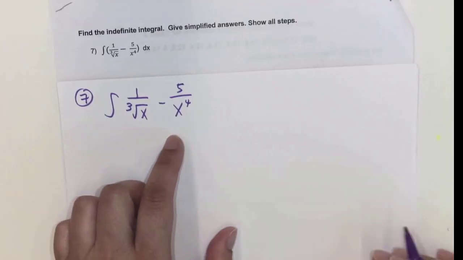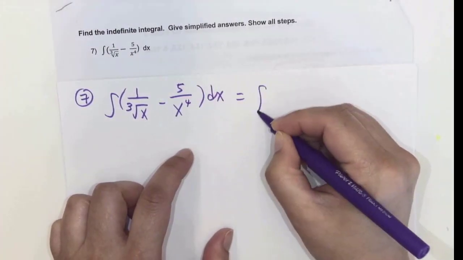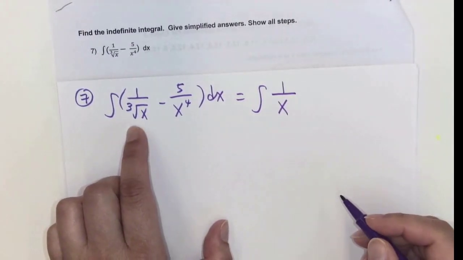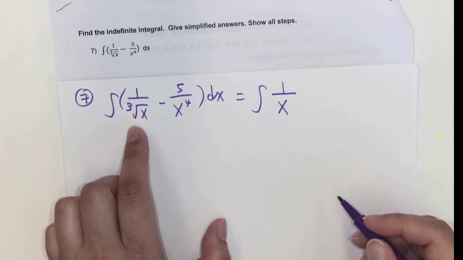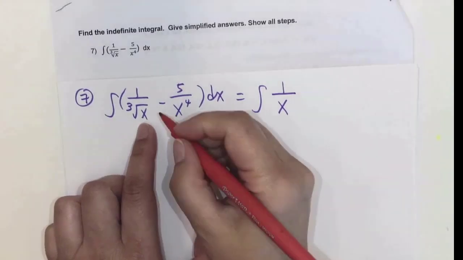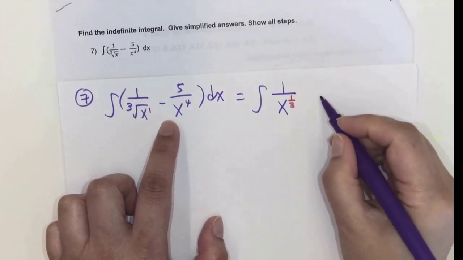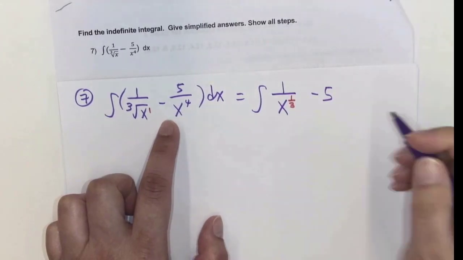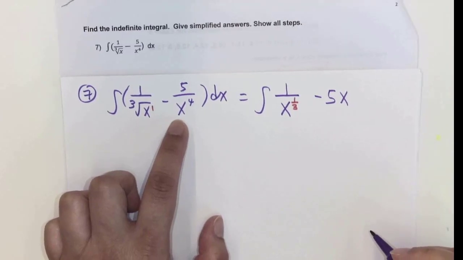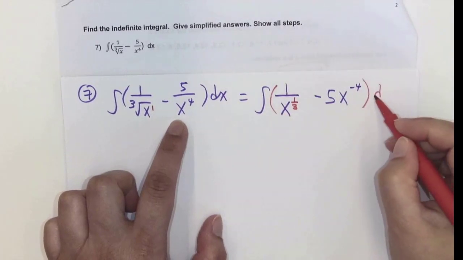For this, I probably want to rewrite them as exponents. So the first one, 1/x to what power? If you have a cube root, that can turn into what kind? 1/3. Because you have an invisible 1 inside, this turns into the fraction 1/3 power, minus 5 times x to what power? If it's in the denominator, this will turn into what kind? -4, and then the whole thing dx, right?